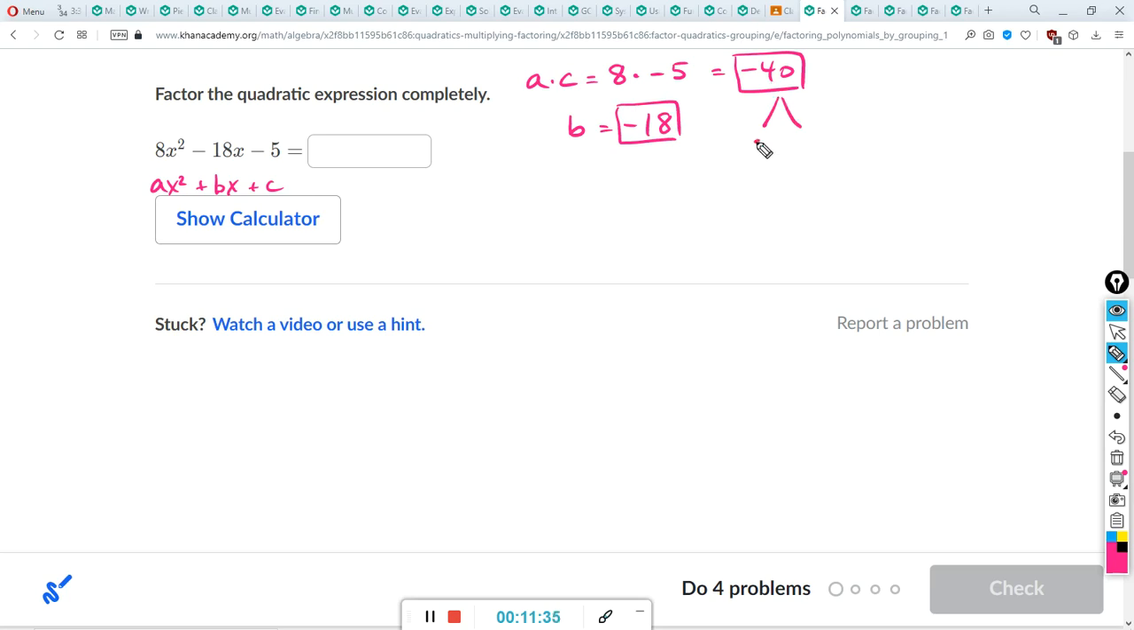So for negative 40 you have 2 and negative 20. You can also do negative 2 times positive 20. You can do negative 4 times positive 10. 4 times negative 10. Okay? And do you see a pair that adds to negative 18? Right here. 2 plus negative 20 is negative 18. So instead of negative 18x, we're going to write 2x and negative 20x.